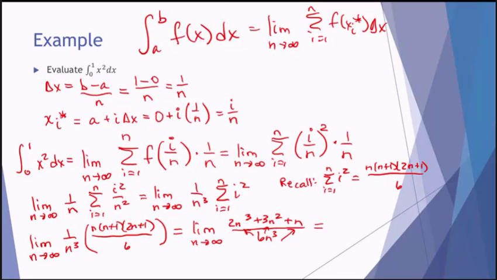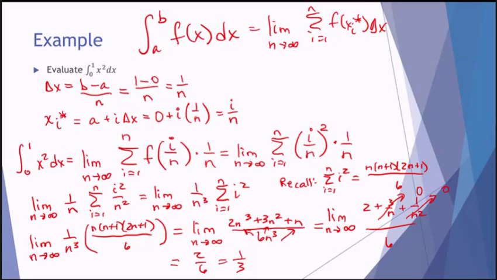I'll go ahead and do the division by n cubed: 2 plus 3 over n plus 1 over n squared, with 6 in the denominator. Now as we take that limit as n goes to infinity, any fraction that has a constant in the numerator and a variable in the denominator goes to 0, which means this is leaving me with 2 over 6, which means I actually get an exact value of 1/3. That is the exact value of this definite integral.